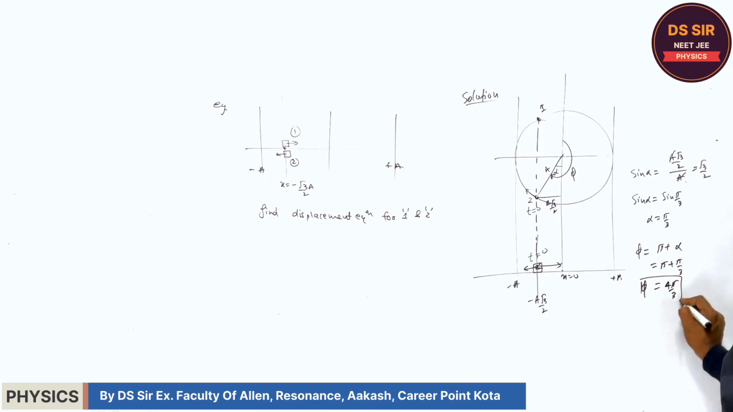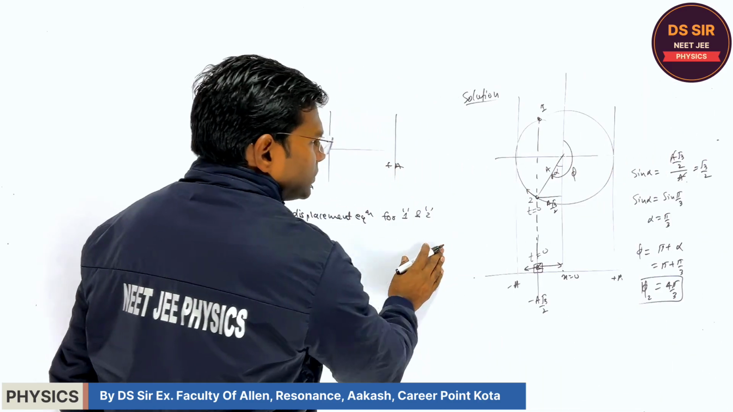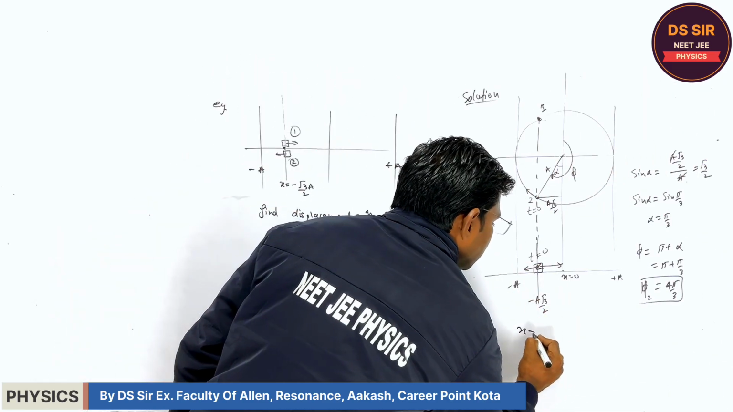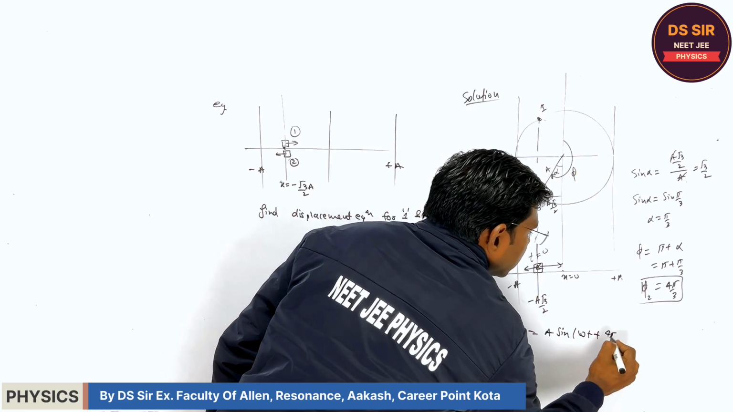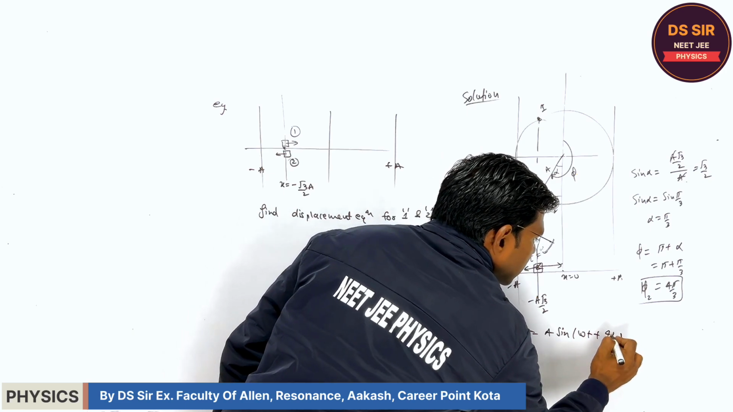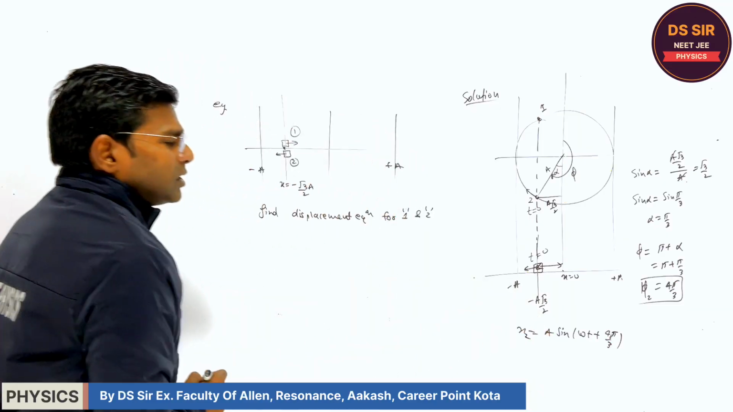So this is the phase of particle 2. Now, if we want to write the equation, it is simple: sine omega t plus 4 pi by 3. Is it clear or not? So this is the equation for the second particle.